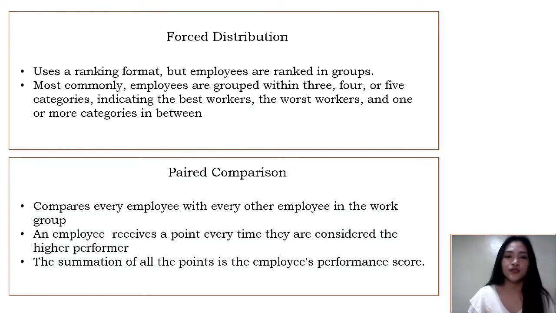Forced distribution. Forced distribution also uses a ranking format, but the difference is employees are ranked in groups. Most commonly, employees are grouped within 3, 4, or 5 categories, indicating the best workers, the worst workers, and 1 or more categories in between.